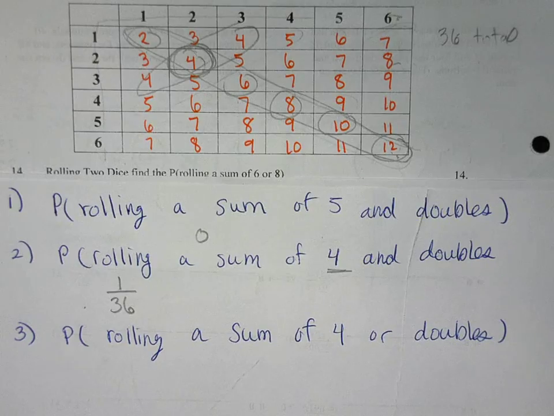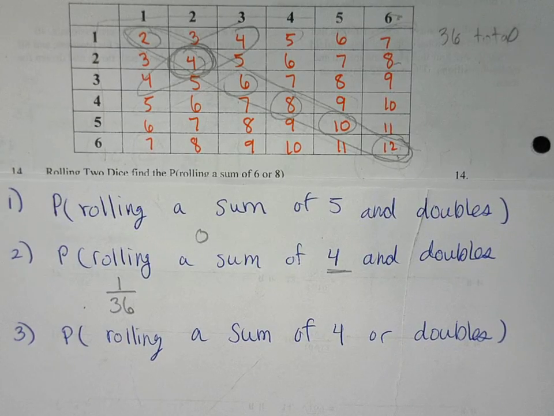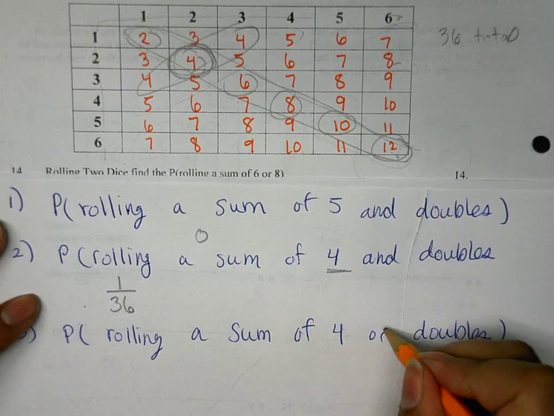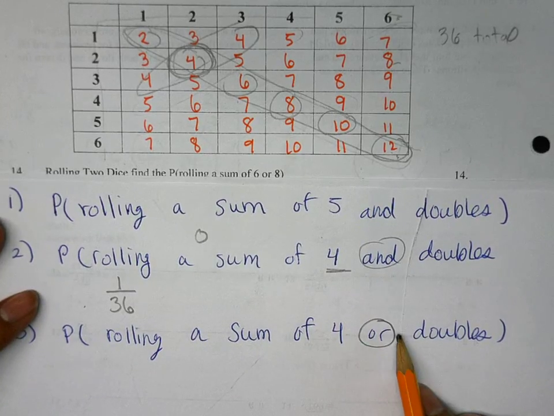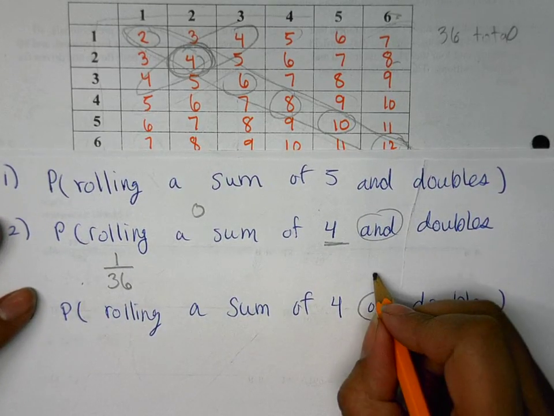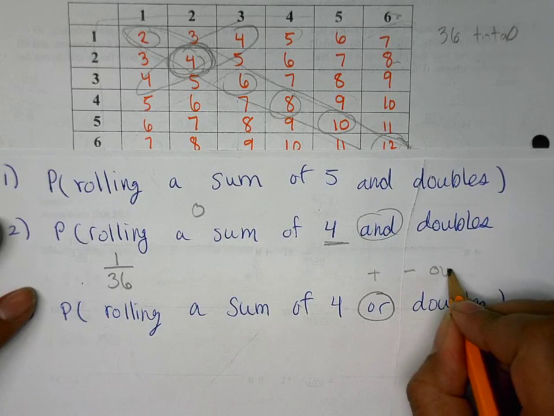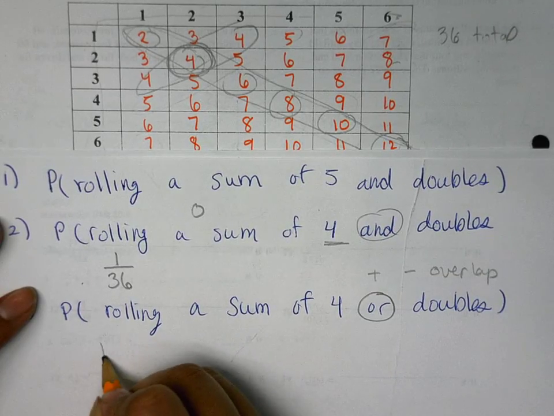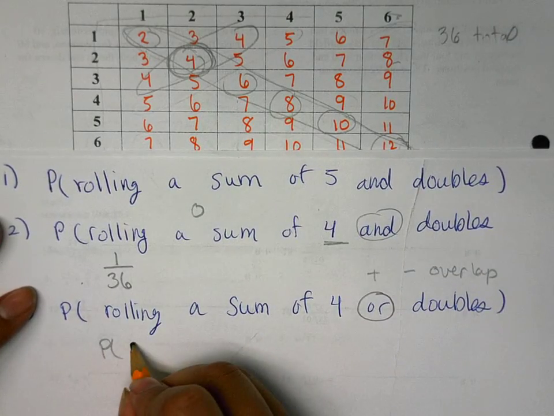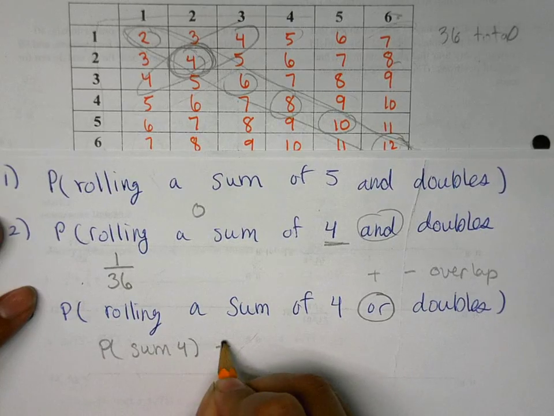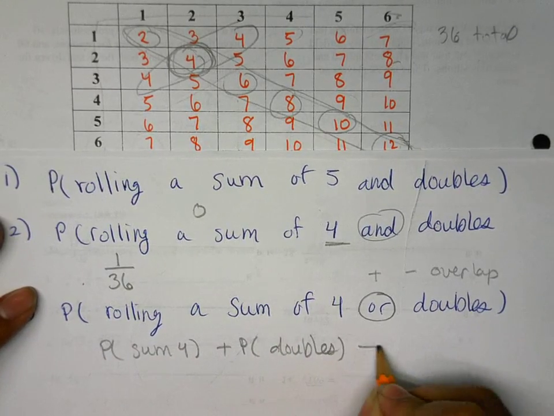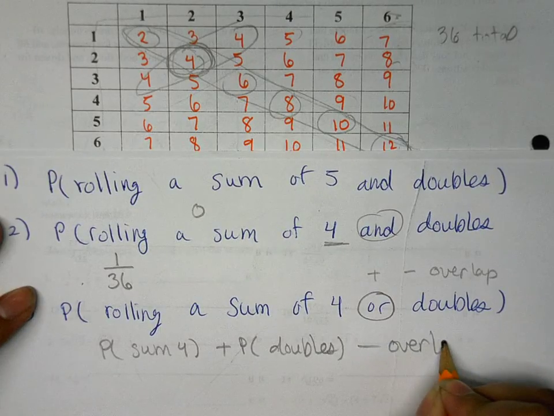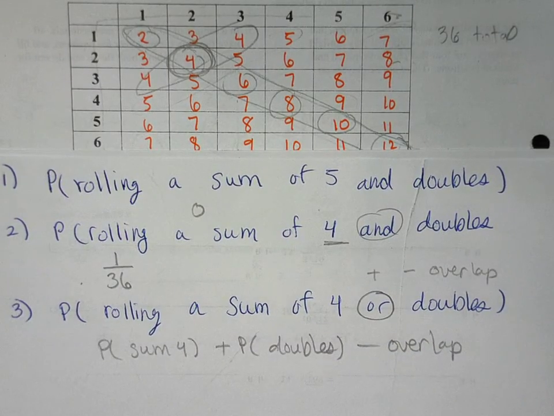How did this one change from number 2? Is that different from and? Yes. And was the overlap. What do we do with the ors? Add and then subtract the overlap. So probability of rolling the sum being a 4 plus the probability they are doubles minus the overlap, if it exists, because sometimes overlap does not exist.